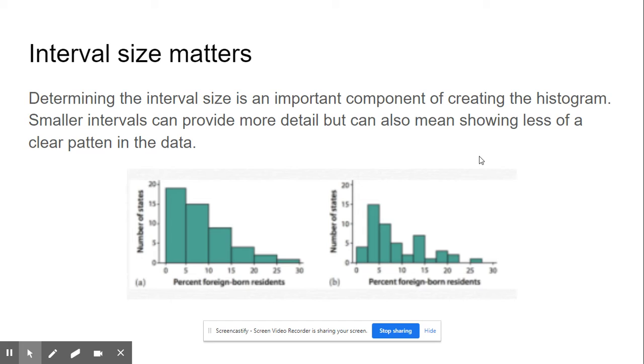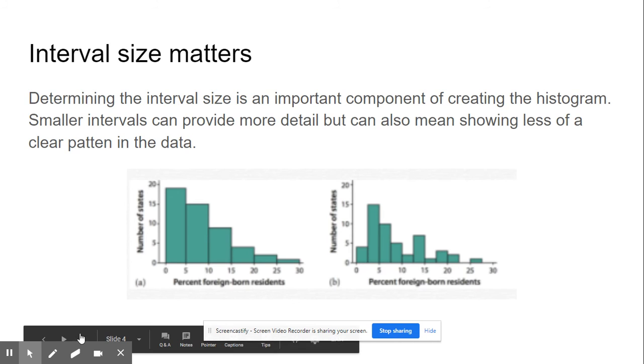Determining the interval size is a really important component of creating a histogram. On one hand, smaller intervals provide more detail, but smaller intervals can also show less of a clear pattern. Here are two examples of histograms where the first interval was from 0 to 5, and the second interval was from 0 to 2.5. So each interval was 2.5 on the right versus an interval of 5 on the left. And you can see the difference in looking at the overall patterns in both of these images.